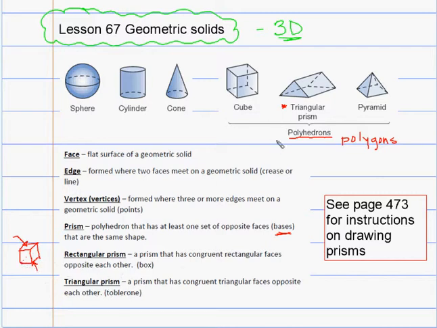Triangular prism, we just talked about that, and I have down here that it's like a Toblerone. That's a candy bar. I have an example of one of those in my desk at school, so I'll make sure to show that to you.